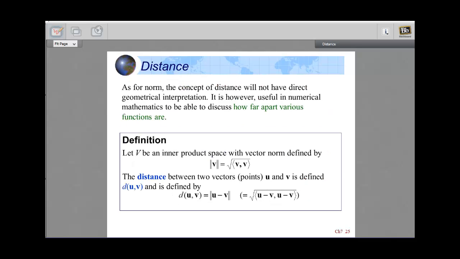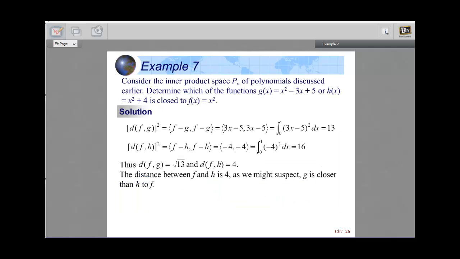Similarly, if you remember the distance formula, in the previous slides I showed you, but here the distance formula will be as follows. The distance between two vectors u and v is defined by d(u,v) equal to the norm of u minus v, and here the norm of u minus v is equal to the inner product of u minus v with itself. The same formula, there is no difference.